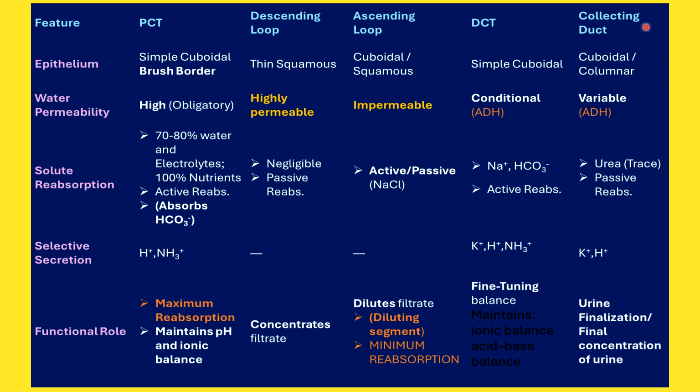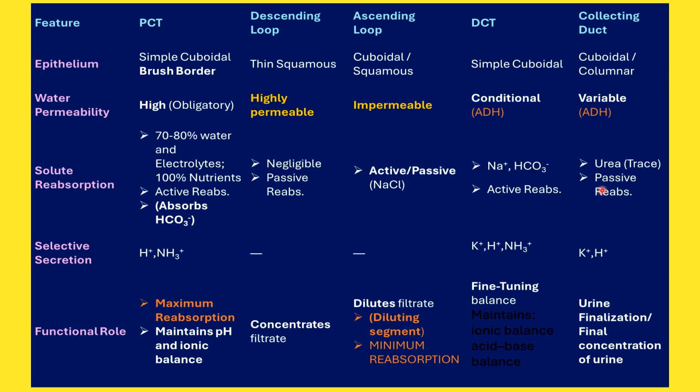Coming to the collecting duct, its main function is urine finalization, or maintaining the final concentration of the urine. The reabsorption of water that takes place in the collecting duct is mostly under the influence of the hormone ADH, which results in formation of aquaporins or pores that help in reabsorbing water and hence concentrating the urine. So the final concentration of the urine is achieved in the collecting duct.